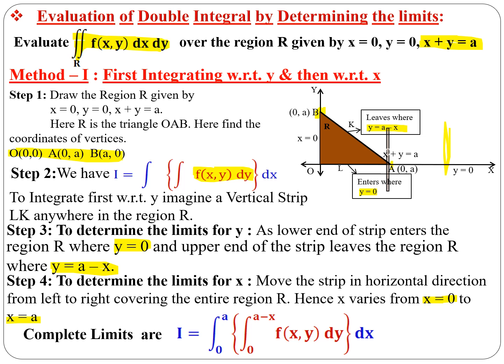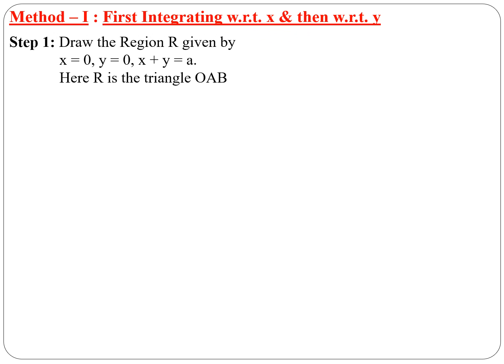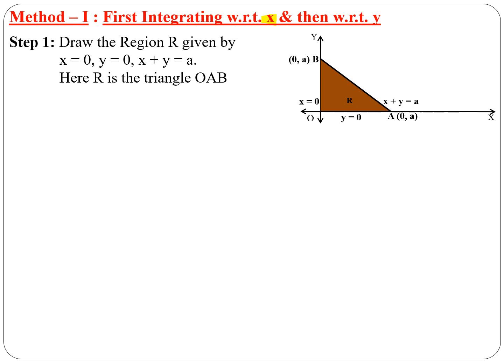Okay, now we will do this same problem with method 2. That means you want to integrate first with respect to x. So we have to draw the region again. The region will be the same, and I will not go into detail for the region again. So this triangle OAB is our region of integration.